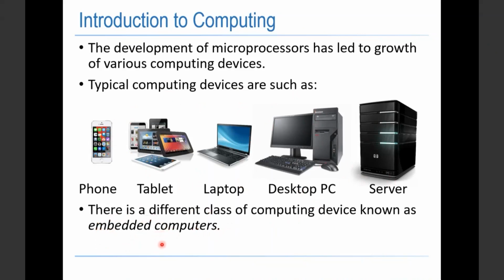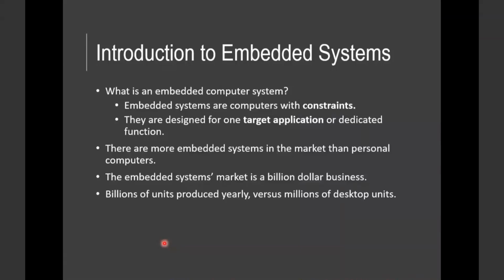An easy example of an embedded computer that you can find near you is your calculator, your smartwatch, your refrigerator, your printer, and so on. So this is what we call embedded computers or embedded systems. Now we are going to look at what embedded systems are. An embedded system is a computer with constraints, compared to the general purpose computer.